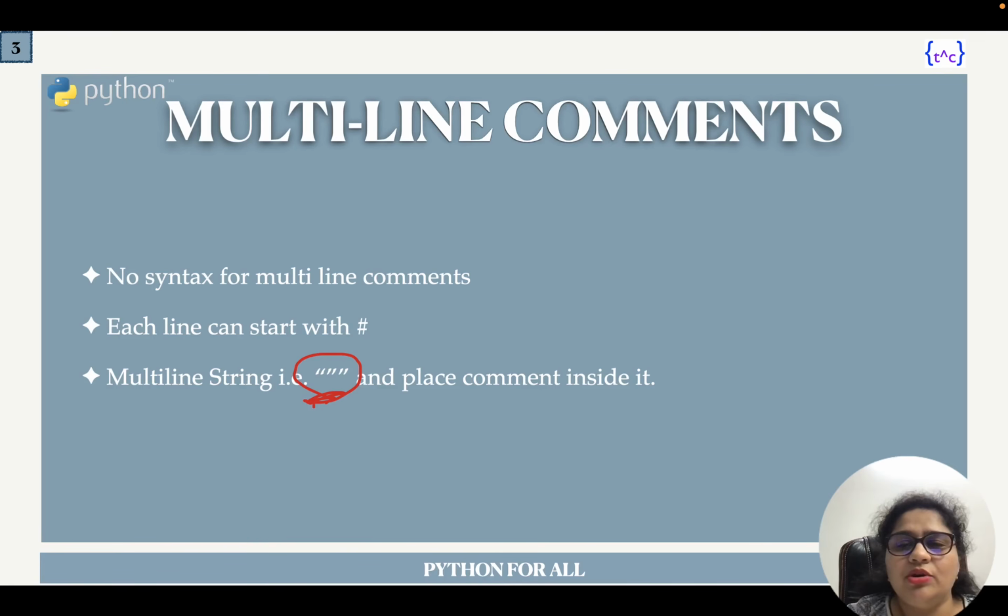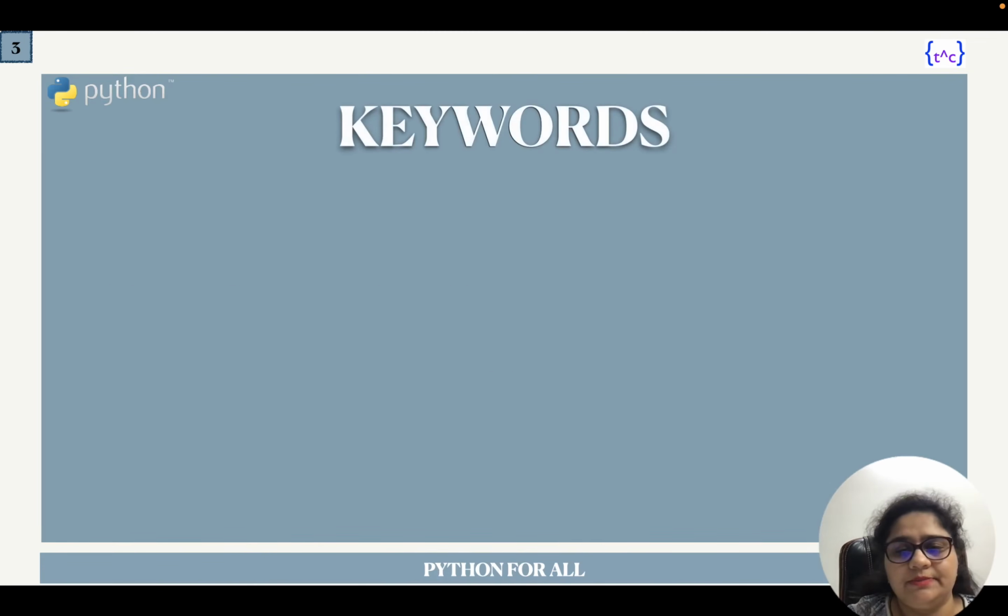So this is about the comment section. I hope you are now comfortable with the statements and comments. So we'll move towards the next part of today's session, that is keywords. All right. Keywords. What do we understand from this? Key plus words, keywords means the words which are key for the programming language. And here the programming language is Python. Although this concept would remain the same across all programming languages.